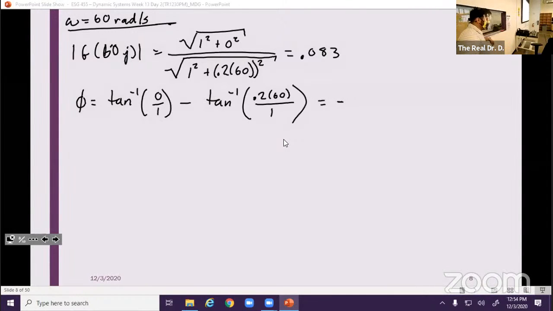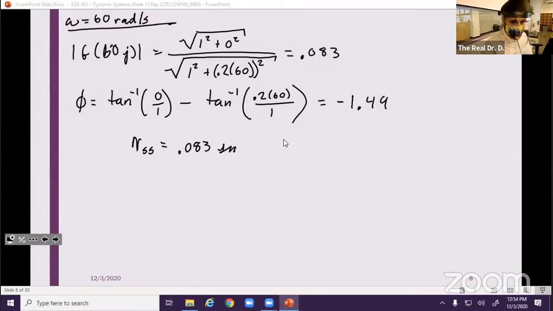What do you get for phase? What's that? Yep. -1.4. Great. So VSS is equal to 0.083 sine of 60t minus 1.49. There we go.